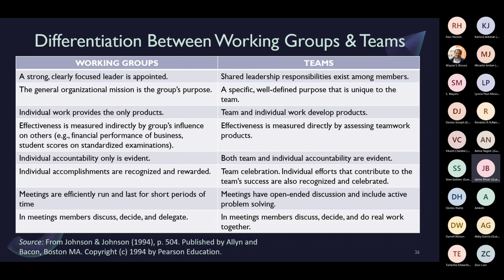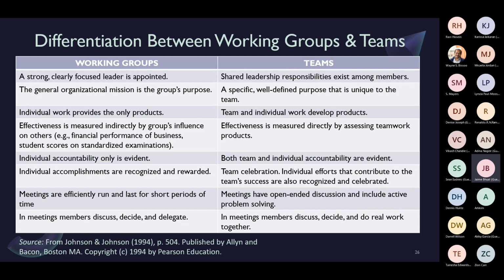This table shows the differentiation between working groups and teams. In working groups, a strong leader is appointed, whereas in a team, leadership responsibilities are shared. The main focus in working groups is on the organizational mission, and teams actually focus on the well-defined purpose rather than the mission. Individual work provides the only product, whereas in a team, collective products are developed.